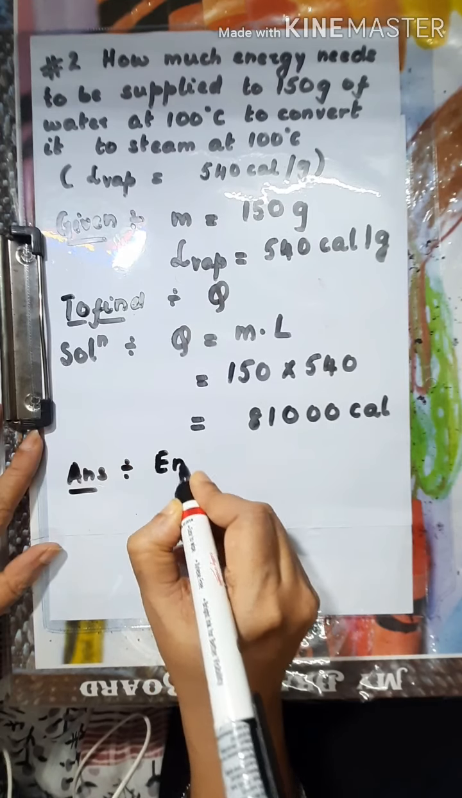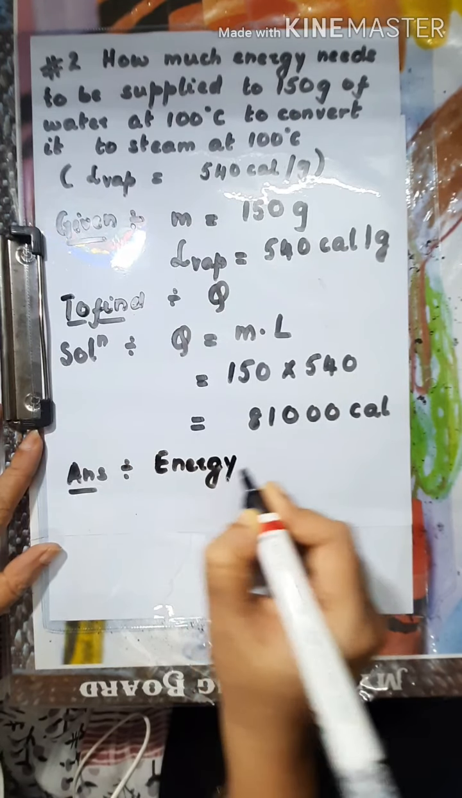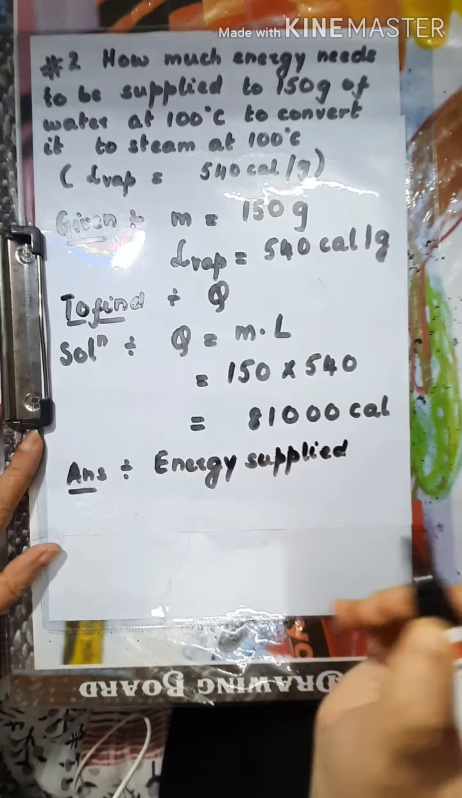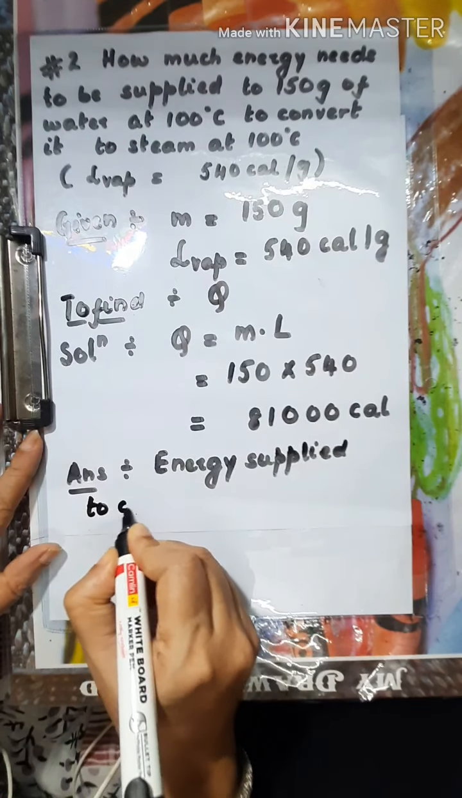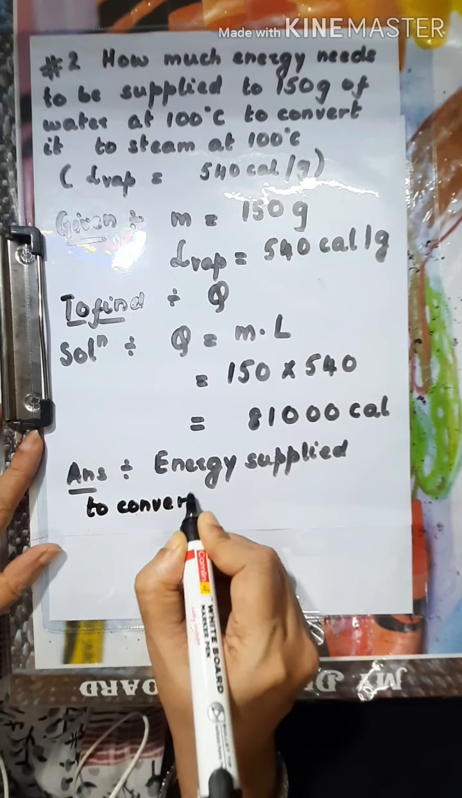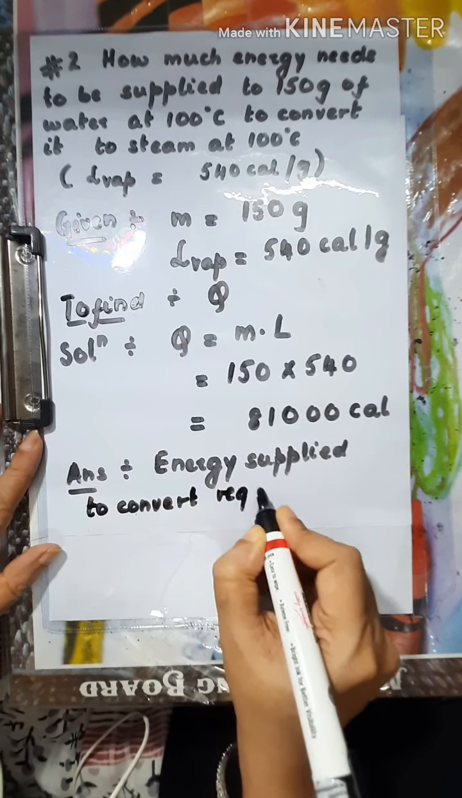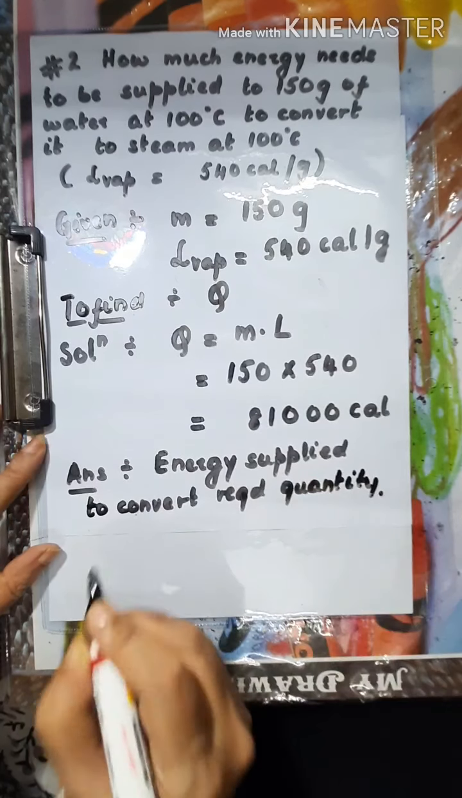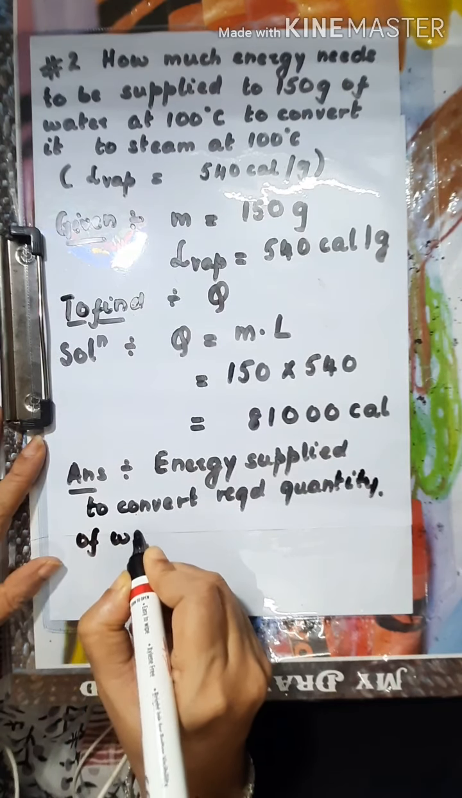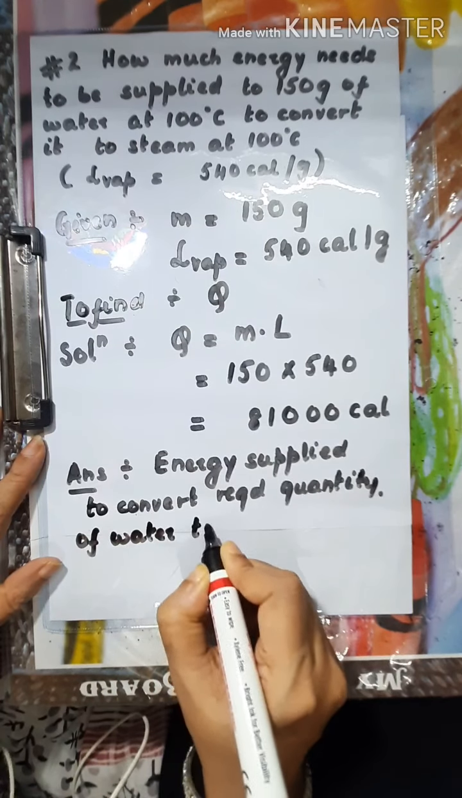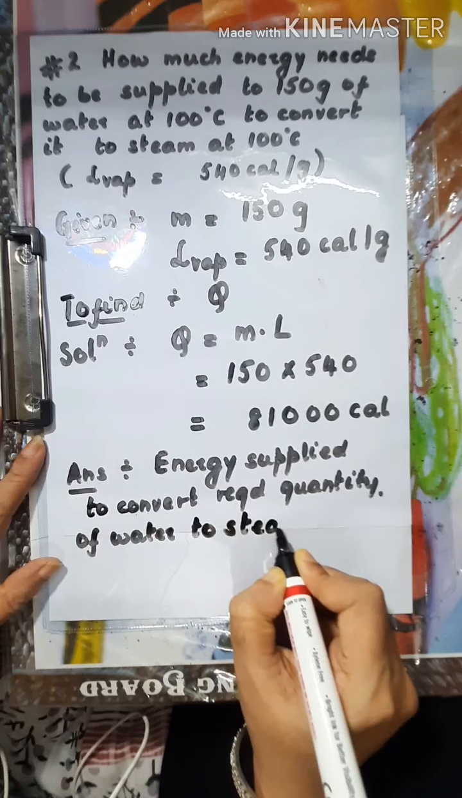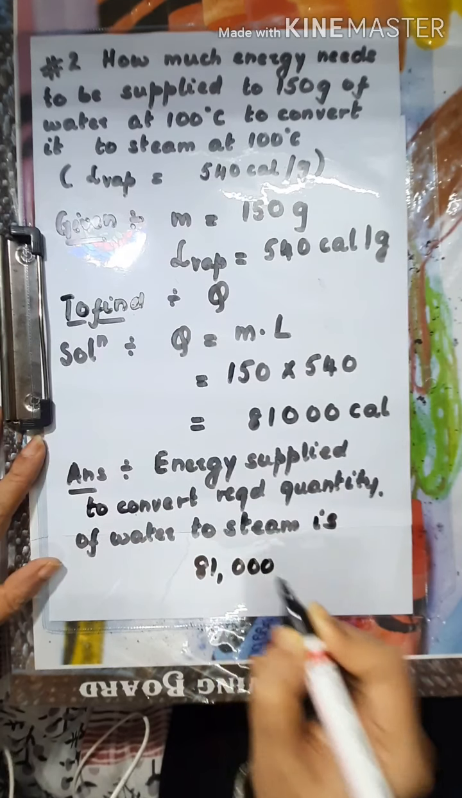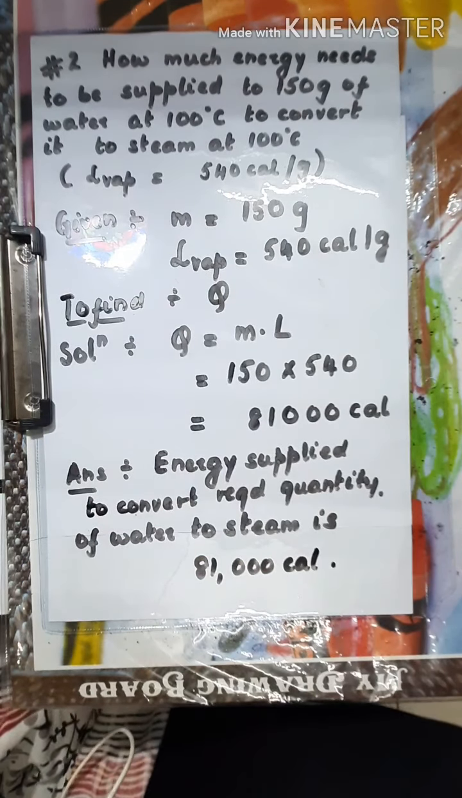Energy supplied, required quantity to convert water to steam is 81,000 cal.